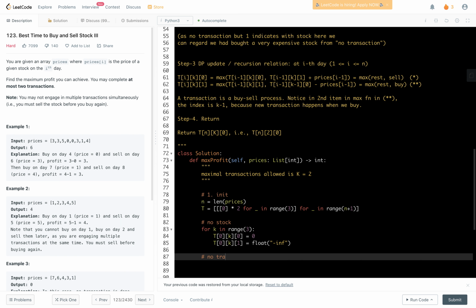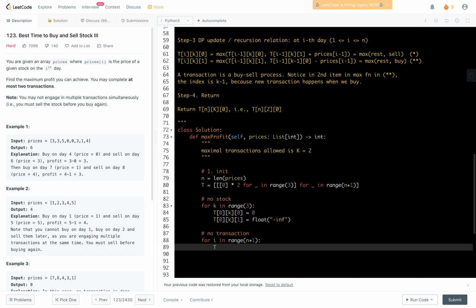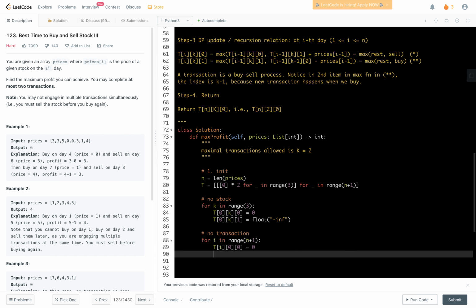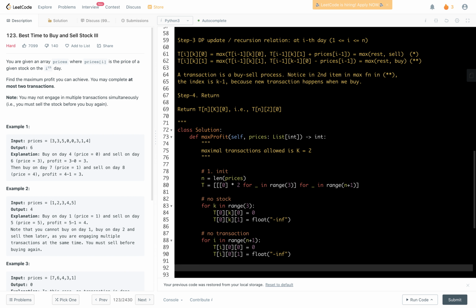So this is one case. Another case is no transaction. With no transaction, the preferred state is that we do not hold stock, right? So for i in range m plus 1, we set t i, 0, 0, which means no transaction. If we do not have stock, this is normal, so we have 0. Otherwise, t i, 0, 1, we set to be negative infinity. With that done, we finished the initialization.